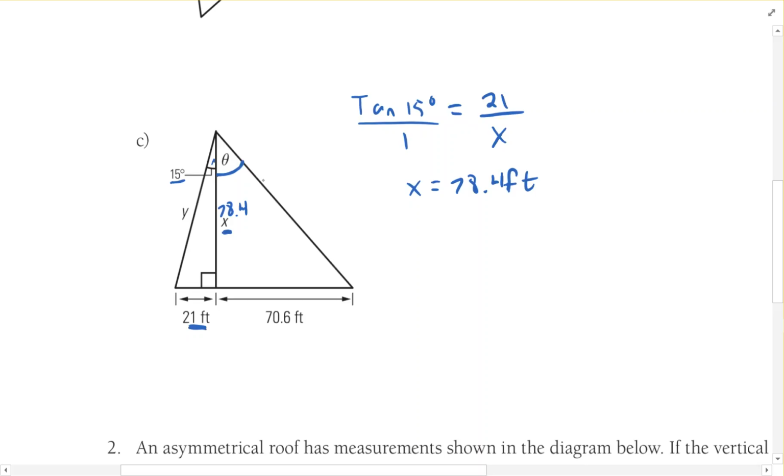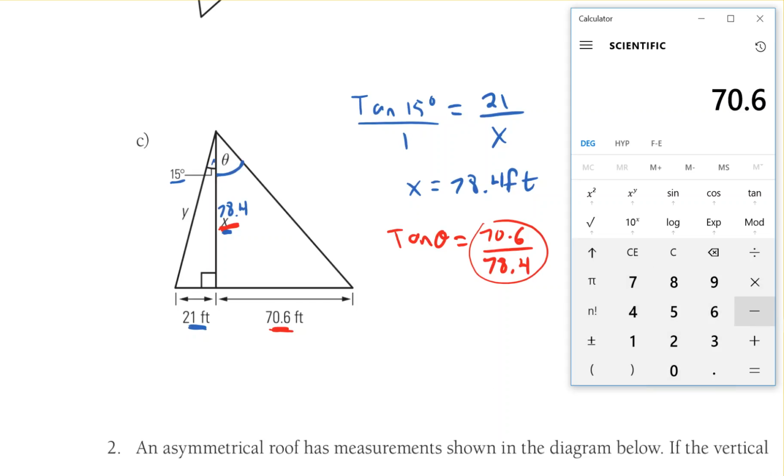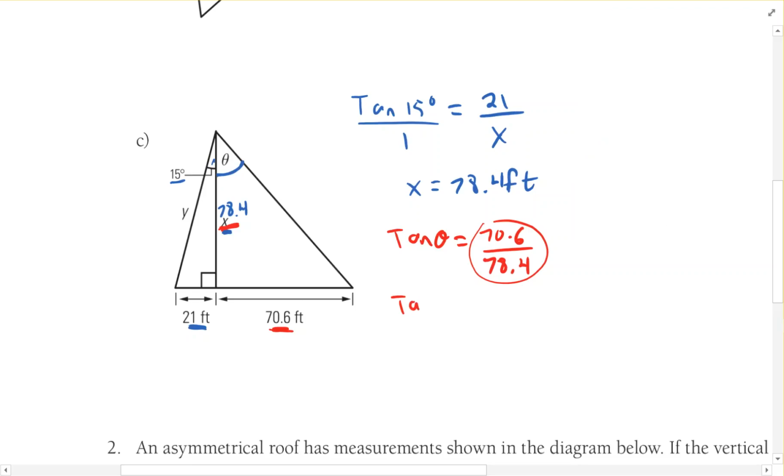So this is going to be 78.4. Now we need to figure out what this angle is, and I just want to remind you how that looks. That's going to be tan again, because we have the adjacent, which we have now. We have the opposite, and we're looking for theta. So tan theta is equal to the opposite, 70.6, over the adjacent, 78.4. Let's put this in our calculator and make it a decimal, might be the easiest thing to do. 70.6 divided by 78.4 is 0.9. So we can say tan theta is equal to 0.9.